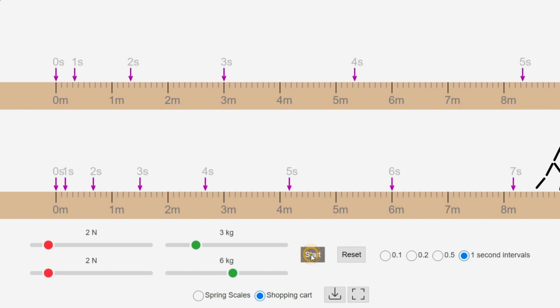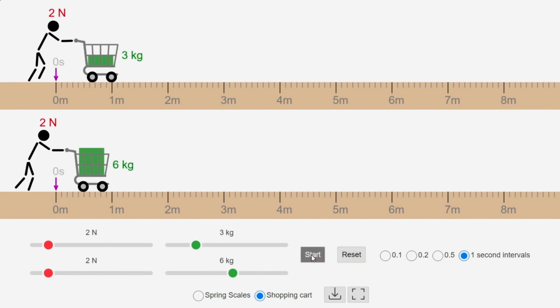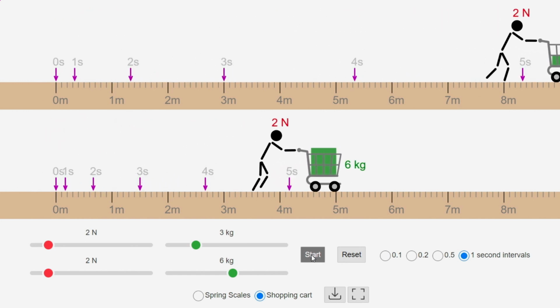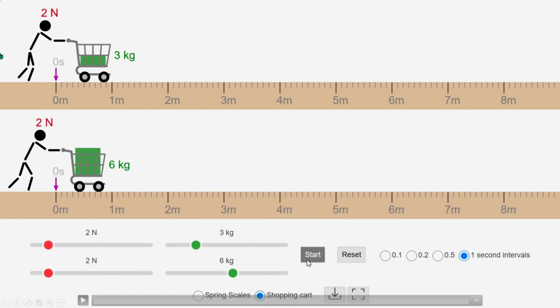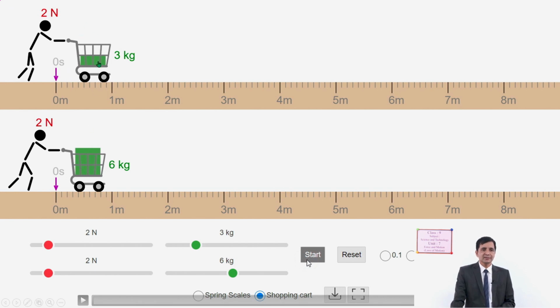So, let me play this video again once. From this video, we can conclude that if we exert an equal force on two bodies, then the body with less mass accelerates faster and the body with more mass accelerates slowly.